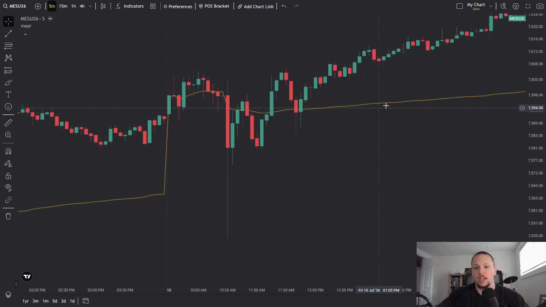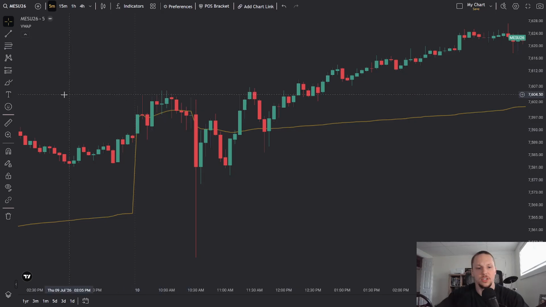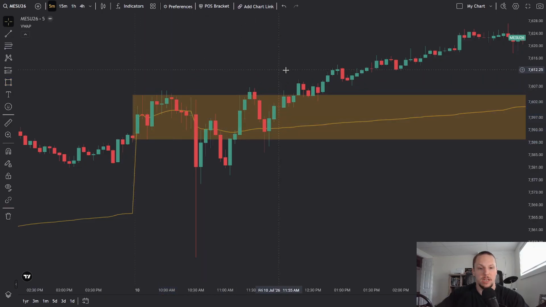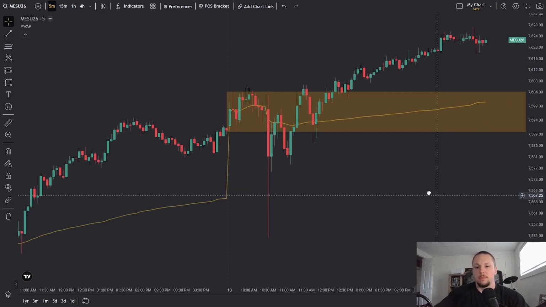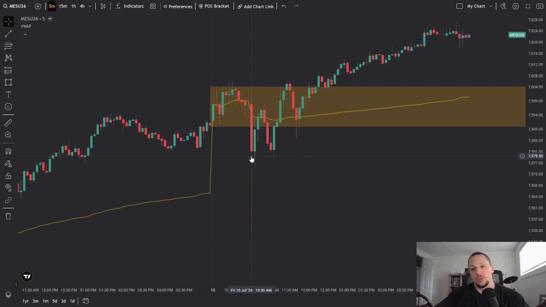Moving on now to Friday. So Friday started off, I take my box tool. I'm going to highlight the first, second, and third 5-minute candles here to create our opening range. The first time that price breaks out of the opening range was here.